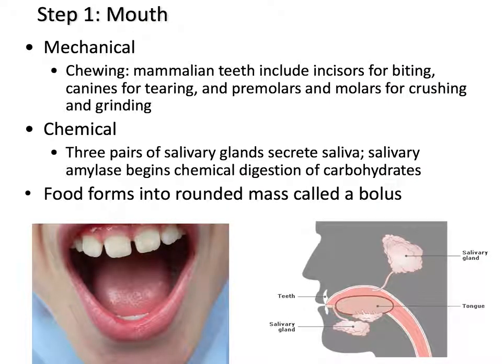Digestion begins inside of the mouth. Mechanically, food is broken apart into smaller pieces by the teeth. Chemically, food begins to be digested in the mouth because our salivary glands, right here, release saliva. And saliva actually contains a type of enzyme called salivary amylase, which begins to break apart carbohydrates chemically. The food that forms inside of your mouth in this rounded mass is called a bolus.